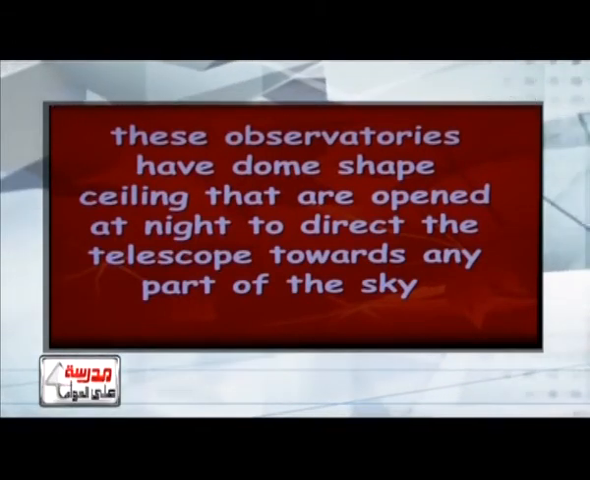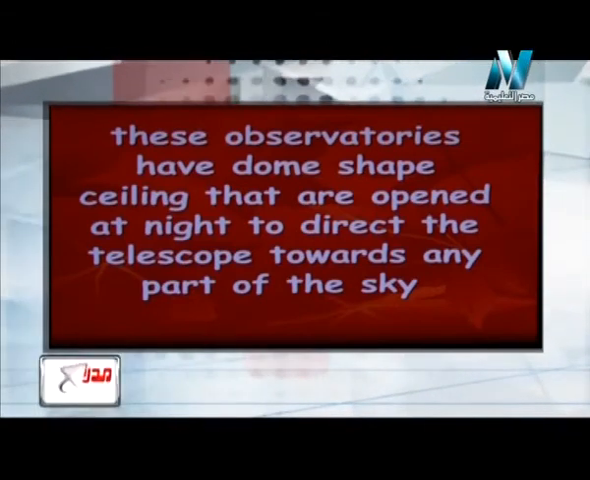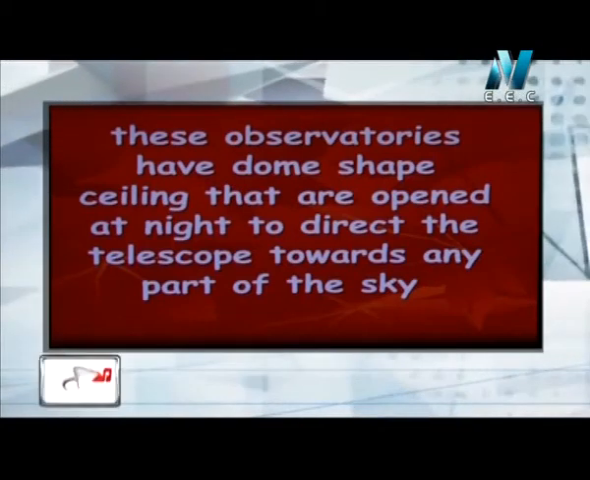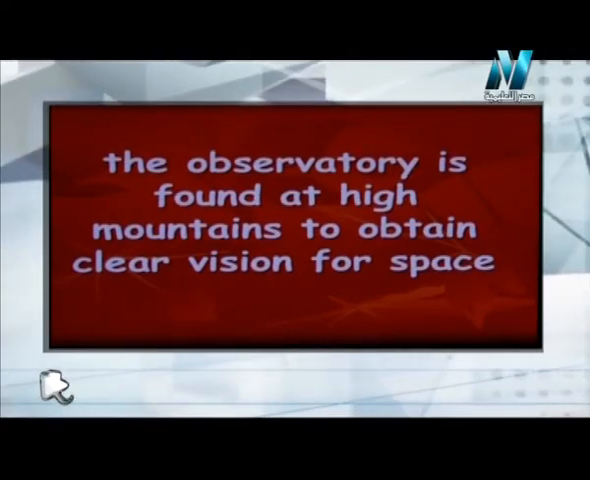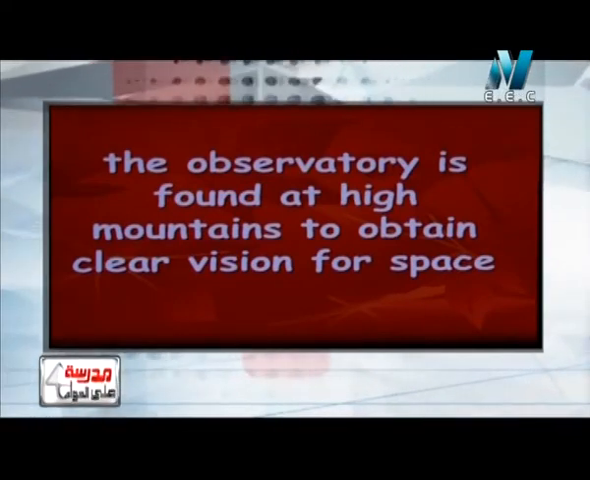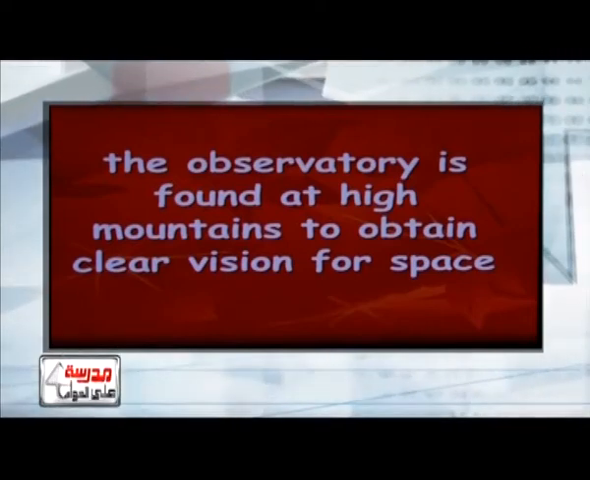So again, the observatory is what? The observatory is a place where astronomers keep their telescopes and devices to see or to observe the space or to observe the sky. So again, the observatory is found at high mountains to obtain clear vision for space.